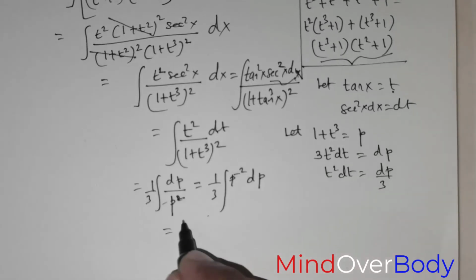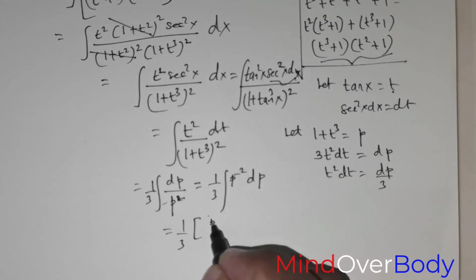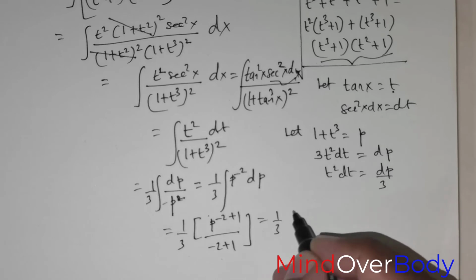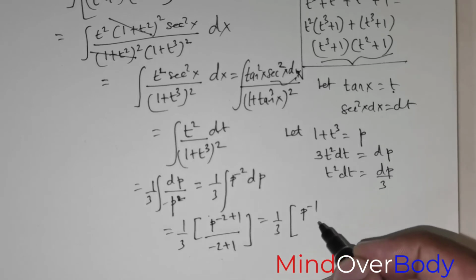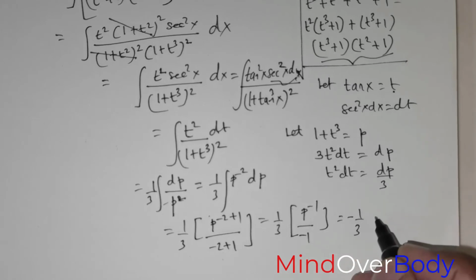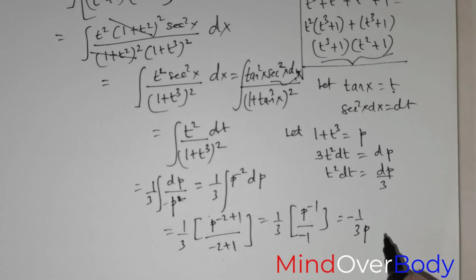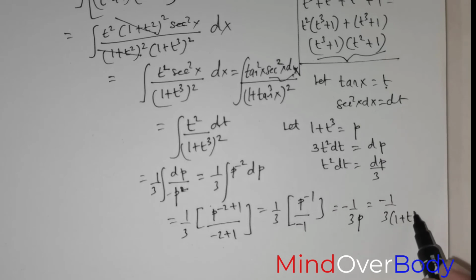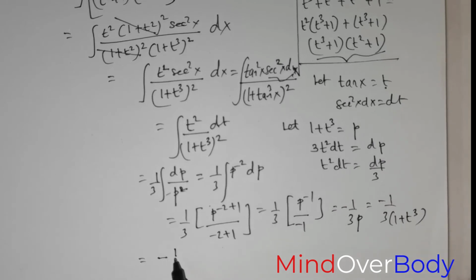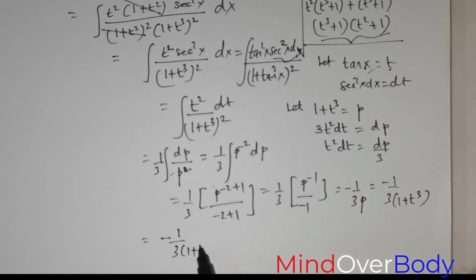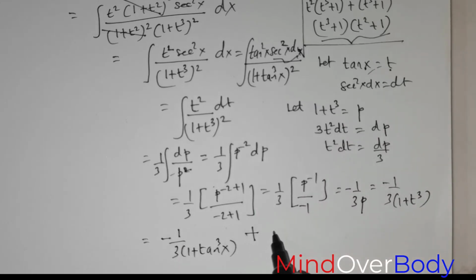I integrate this. If I were to integrate this, it is going to be p raised to the power of negative 2 plus 1, which is 1 over 3 times p raised to the power of negative 1 divided by negative 1. I can push it down. It's going to be negative 1 over 3 times p. But my p is 1 plus t cubed, which is equal to negative 1 over 3 times 1 plus, but my t is tan x, so it's going to be tan cubed x, and we need to place the arbitrary constant c.